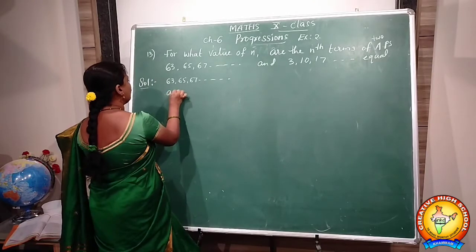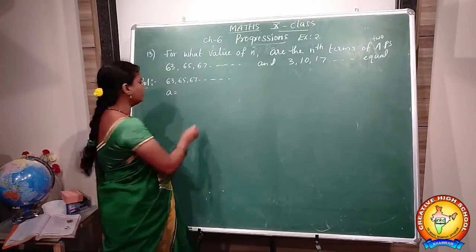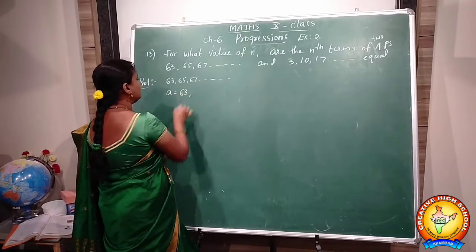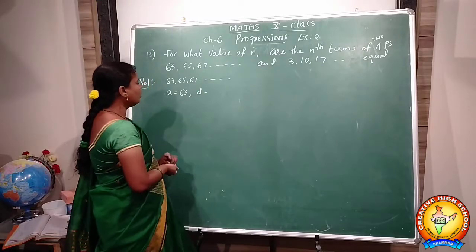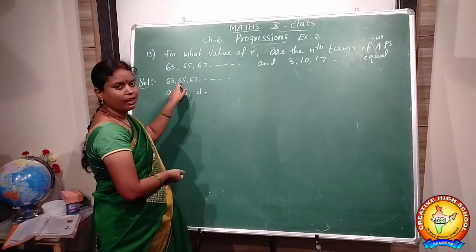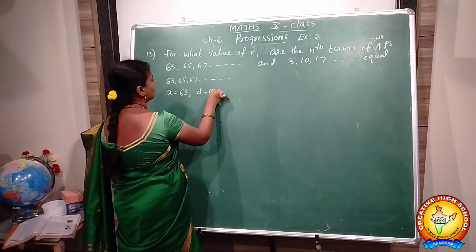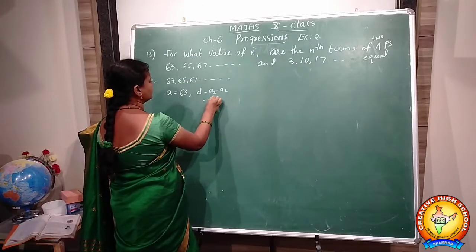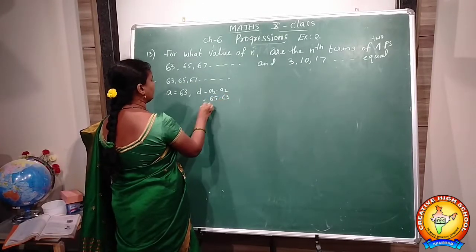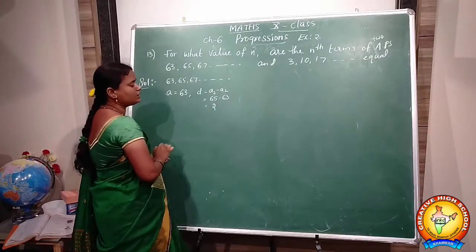So here, what is the a value in the first series? First number is the a value, that is equal to 63. And what is the common difference? d is equal to 67 minus 65 or 65 minus 63. The formula we can use is d is equal to a2 minus a1. So 65 minus 63, it will become 2. a value is 63 and d value is 2.